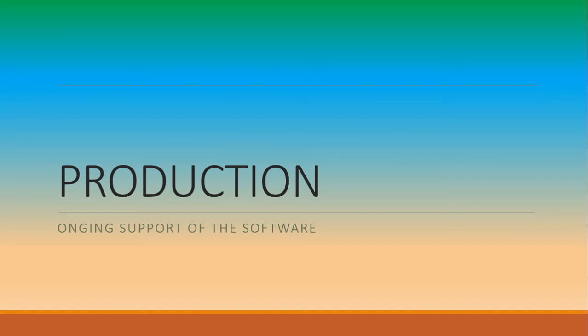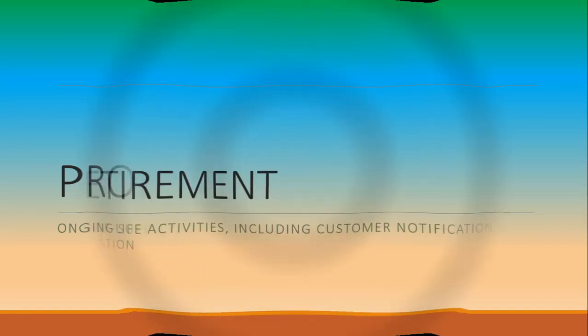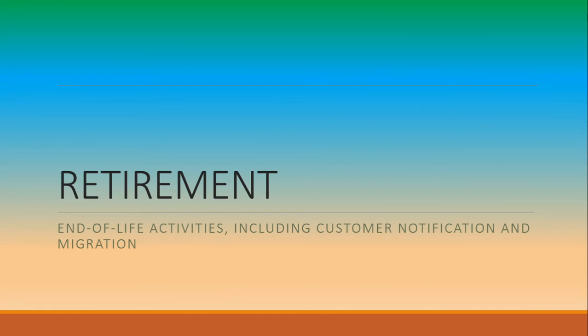So retirement, this is the last phase. It is the end of life activities including customer notification and migration. Here we remove the final version of the system, do data conversion, migrate the users, and update the enterprise models. So all these activities will come into this phase.